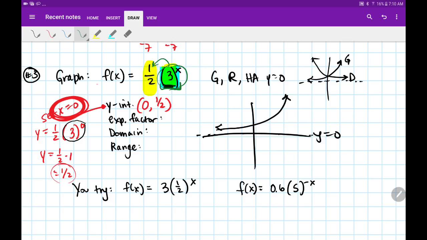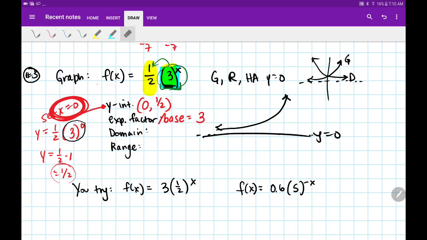Now the exponential factor, that's just a fancy way of saying the base, and our base is 3. But pay attention. If it had been 3 to the negative x, my base is not 3. My base would have to be 1/3. You'd have to flip, take the reciprocal.